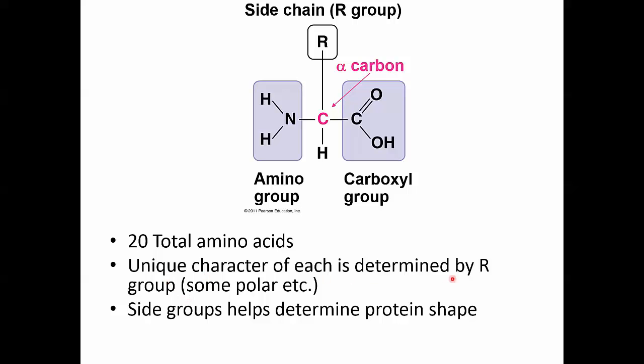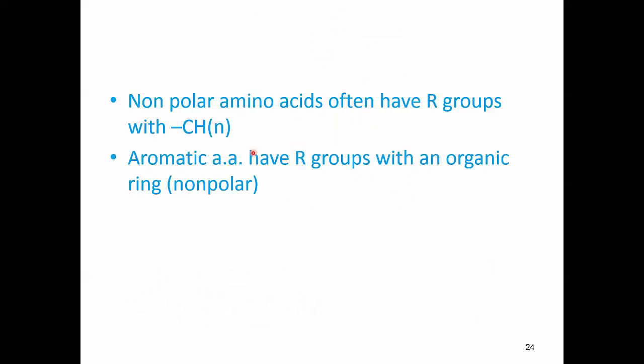So the unique character of each amino acid is determined solely by that R group, because the backbone is the same in every amino acid. The R group is different. Those side groups, those side chains, determine the shape of the overall protein depending on where they are on the chain of amino acids. So, different types of amino acids.